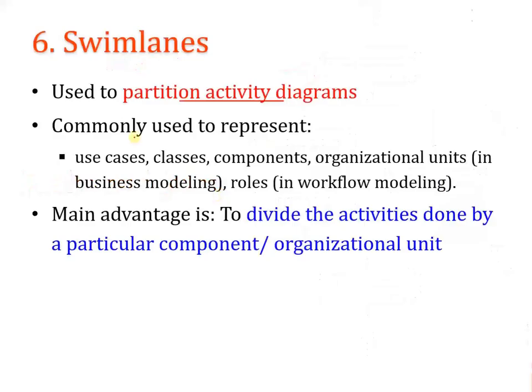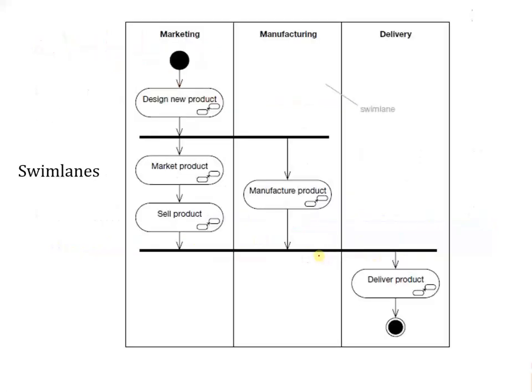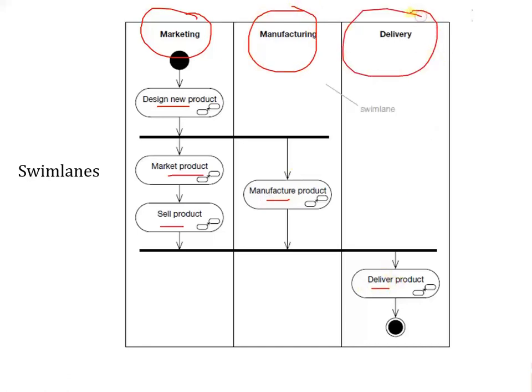To show which action is executed by which object, we can have something called swim lanes. The main advantage is to divide the activities done by a particular component, that is an object or an organizational unit. You can see this diagram. This diagram clearly says that the activities design new product, market product, and sell product, these 3, are executed by marketing team persons. Manufacture product is executed by the manufacturing unit, and finally deliver product is executed by the delivery unit.